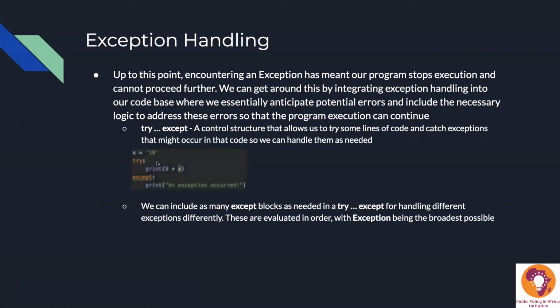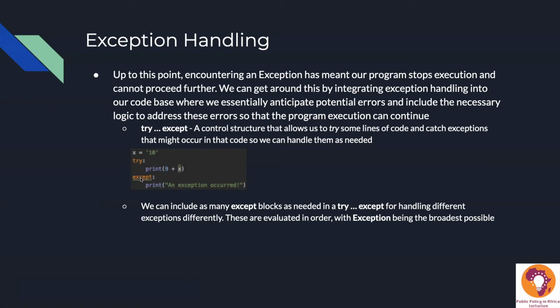So in this example here, I've used my try except. I've set x equals 10, and I've set my 10 as a string here. And now what I want to do is try this line of code. I want to try to print 9 plus my x value here.